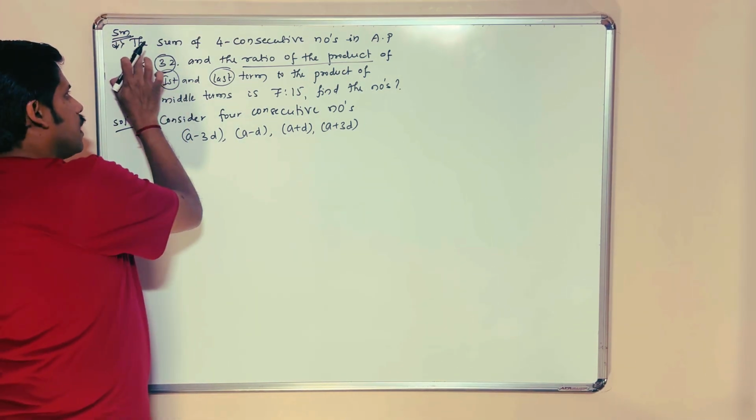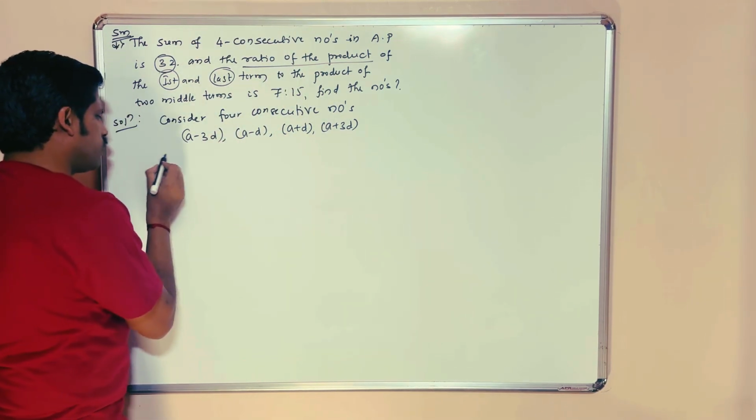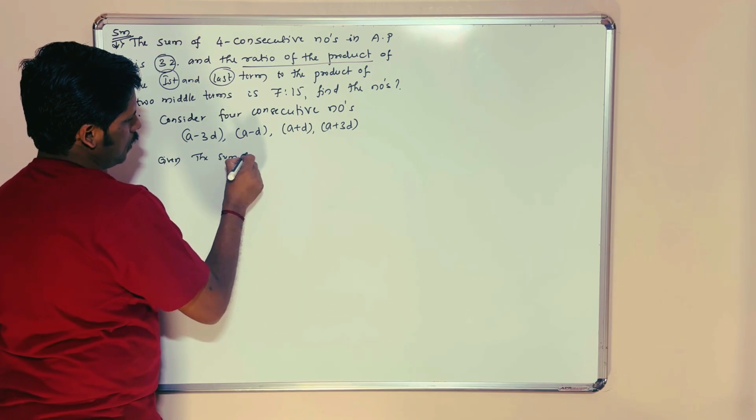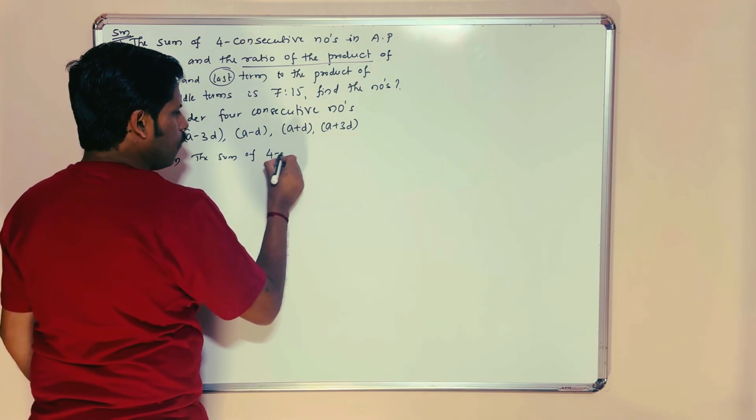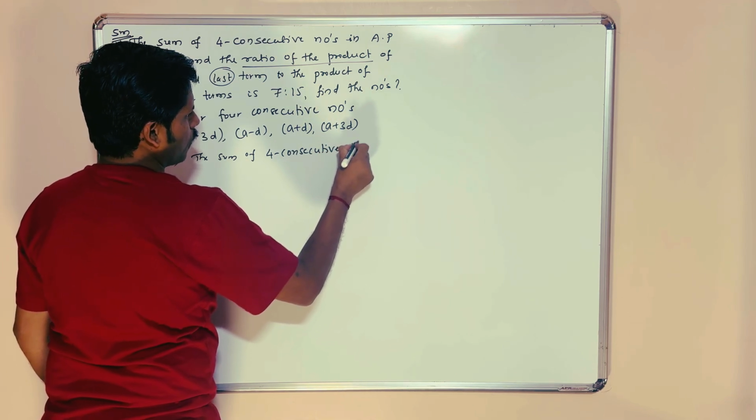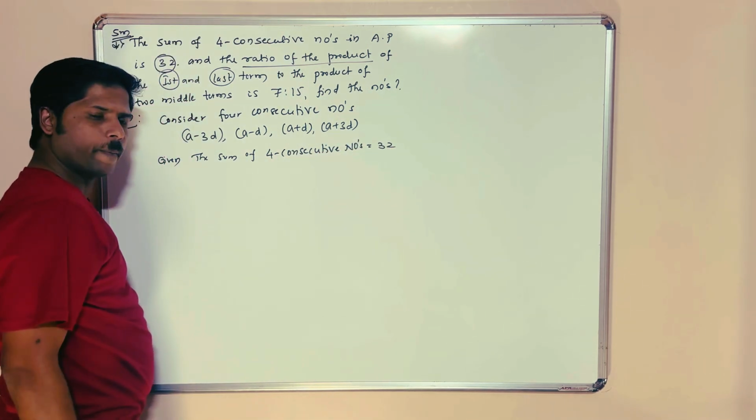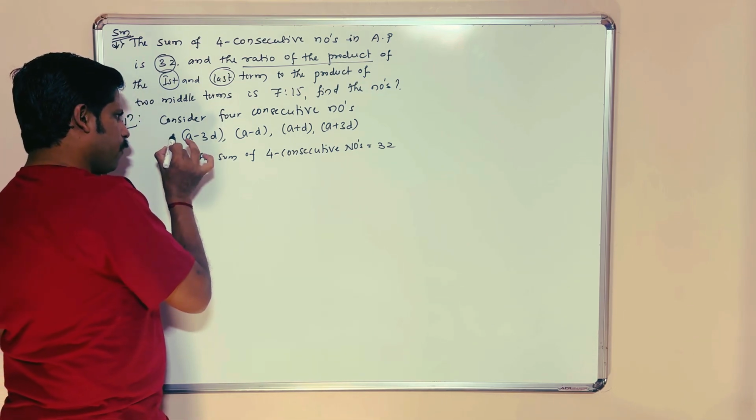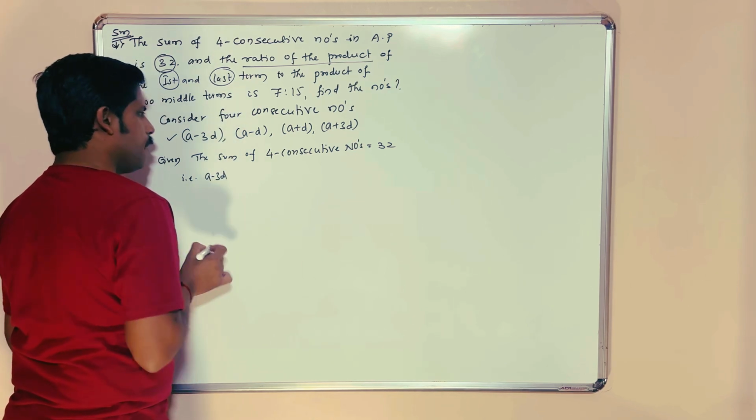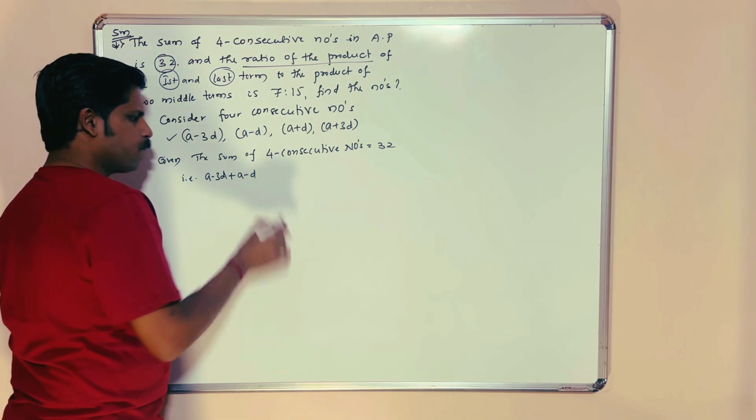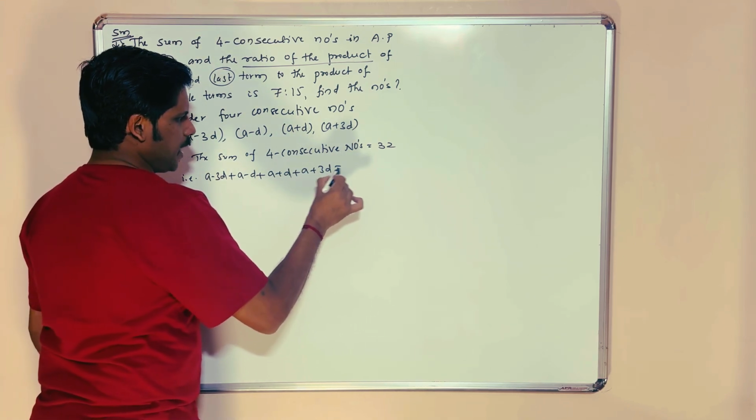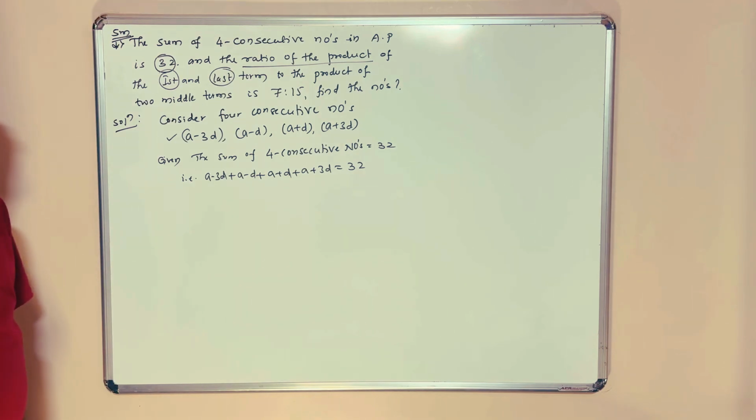So here the first statement is the sum of 4 consecutive numbers. Given the sum of 4 consecutive numbers is equal to 32. So our 4 consecutive numbers are these. So the sum of these: A minus 3D plus A minus D plus A plus D plus A plus 3D is equal to 32. Now simplify this one.